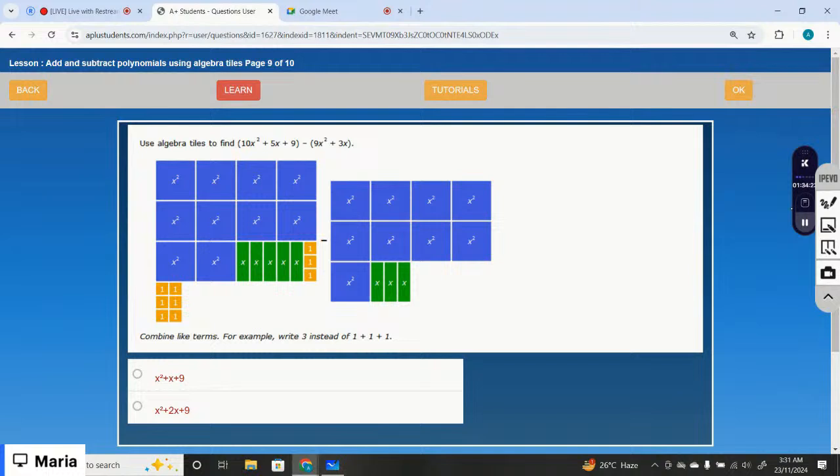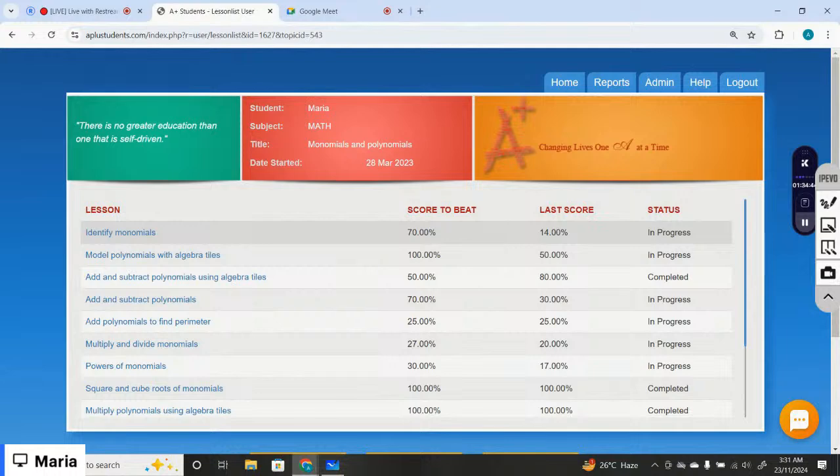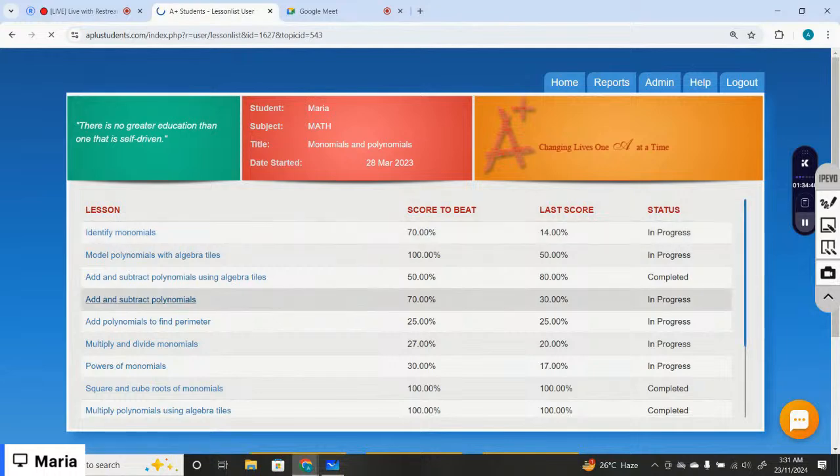Okay, you can complete the lesson by yourself later today. Let me just move on to the next lesson. The next lesson is add and subtract polynomials. Let's just start with the lesson.